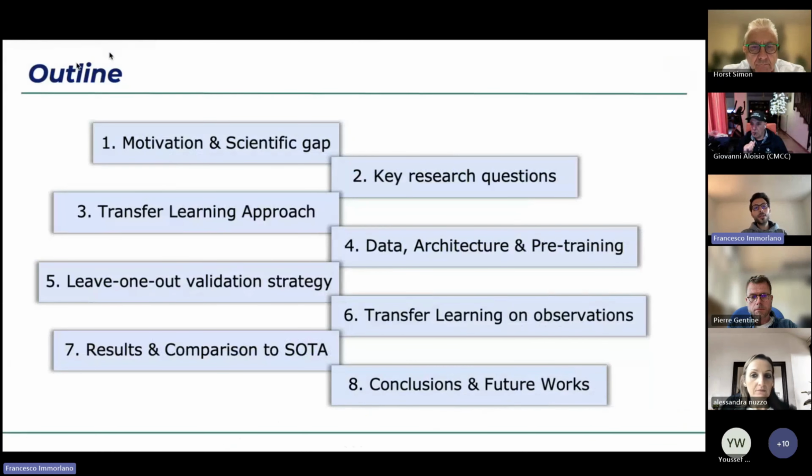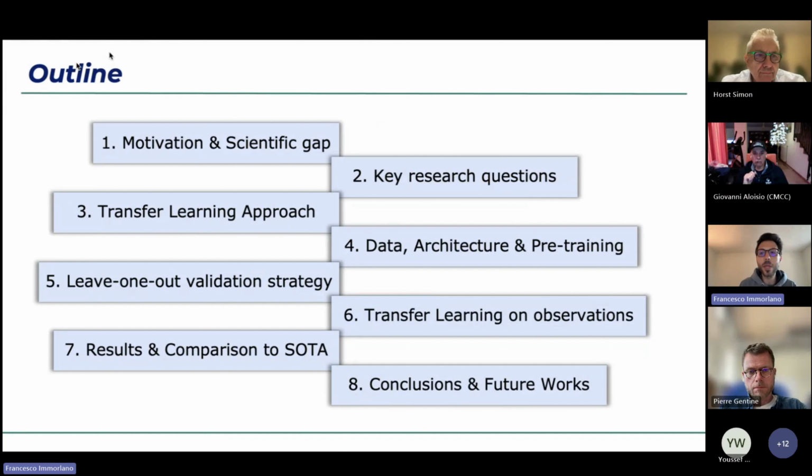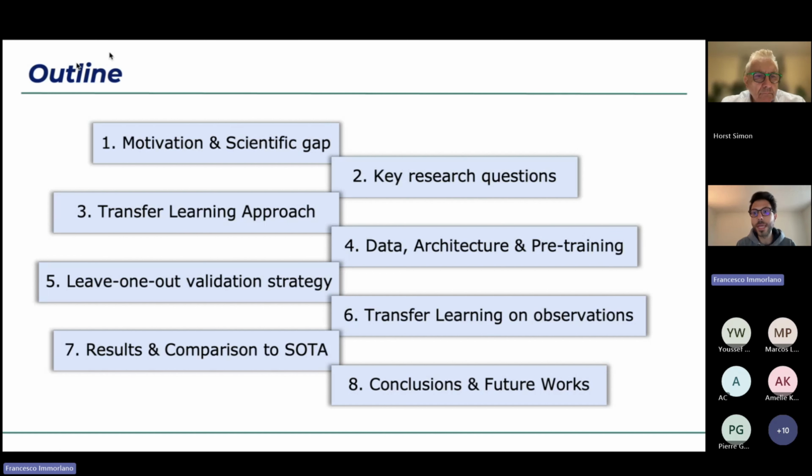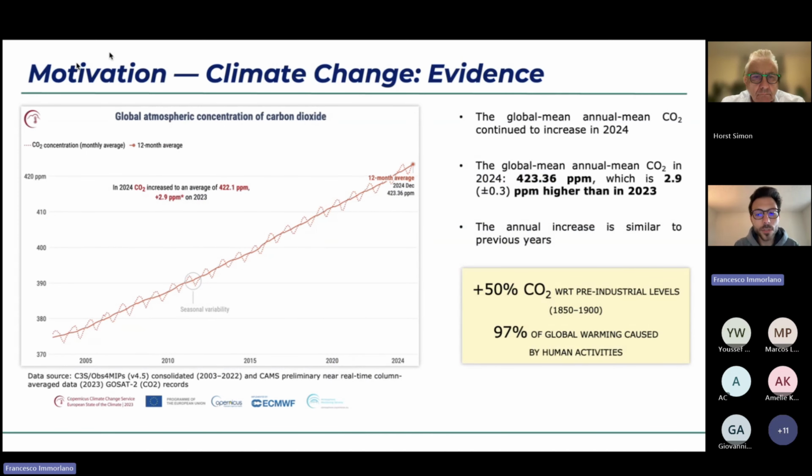Here is what I will cover today, starting from some context, motivation, and the scientific gap that stimulated our research. We will discuss the key research questions that we addressed, and I will also discuss the transfer learning approach that we implemented together with the data, architecture, and pre-training. Also, the strategy that we propose to validate our approach and the actual transfer learning on the observational data. We will also analyze the results with some comparison to the state of the art and finally some conclusions and also future works.